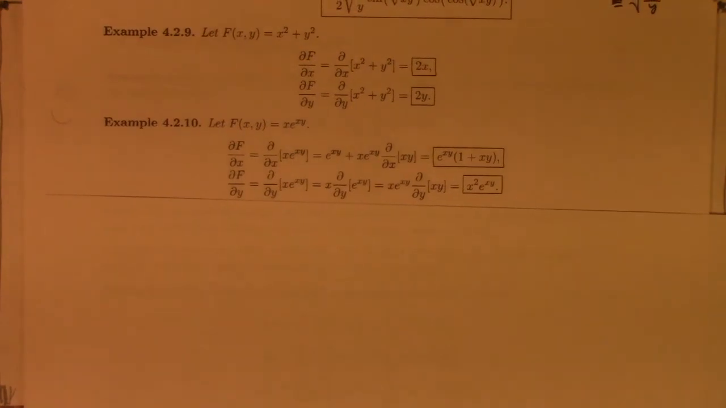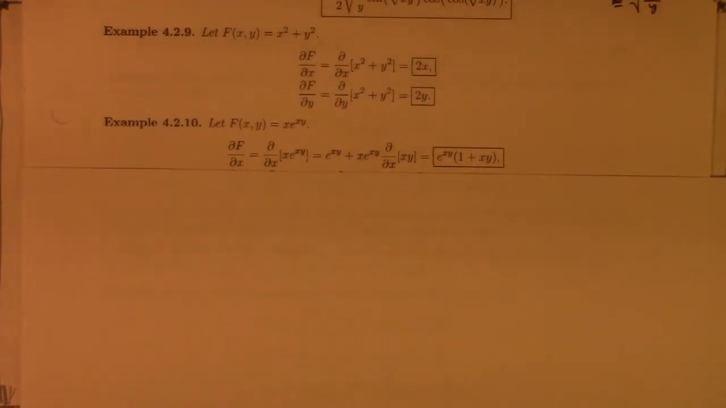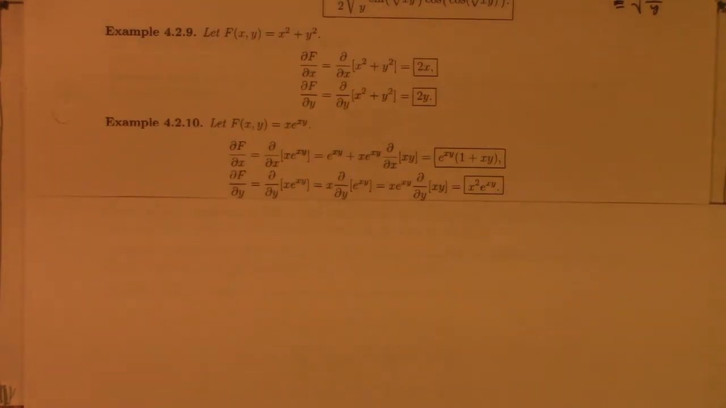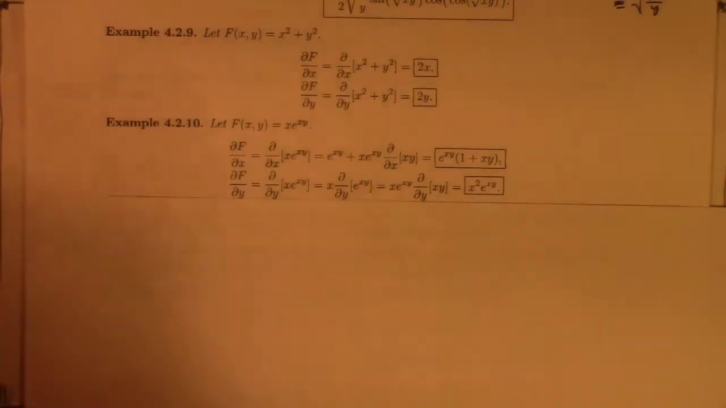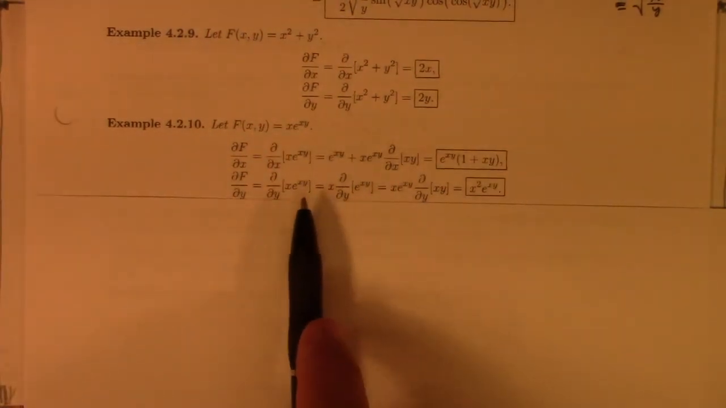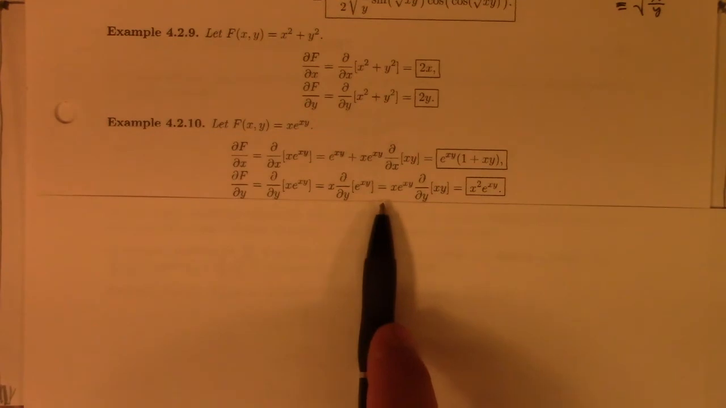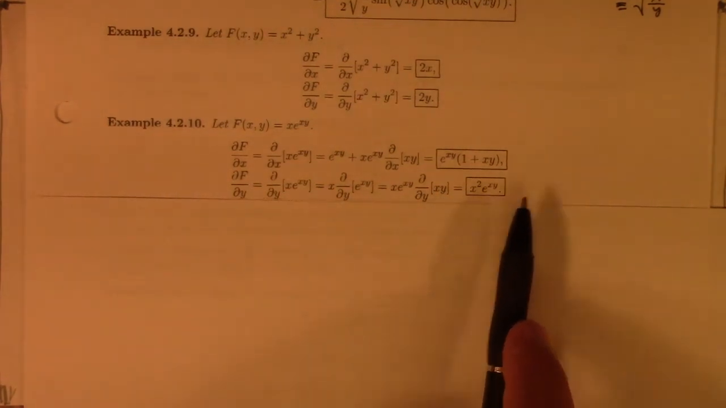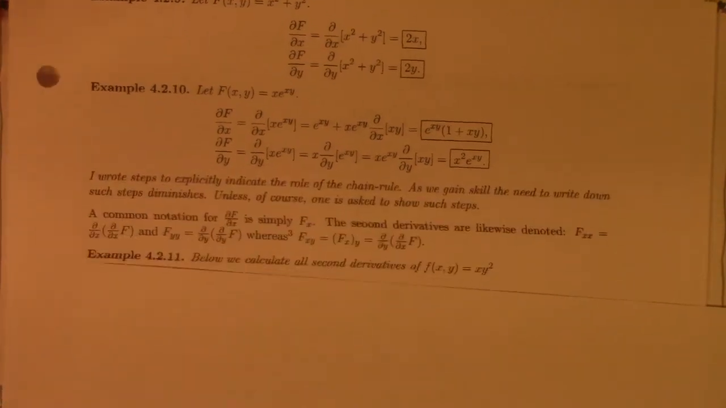And here's another example. We have x e to the xy. With respect to x, we face a product of functions of x. We have to use the product rule, and that gives us that. On the other hand, when we differentiate with respect to y, we don't need the product rule because there's only one function of y. We can pull that x out because it's constant with respect to the y derivative. And then chain rule says we have to differentiate the inside function again, and so we get that.